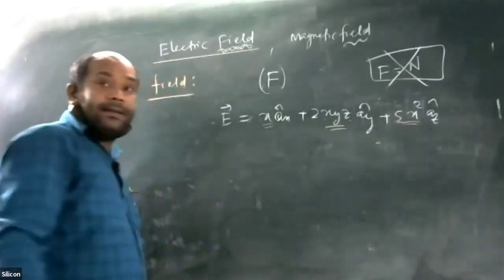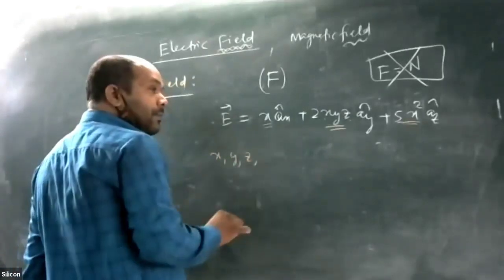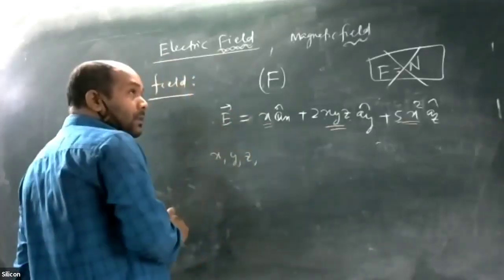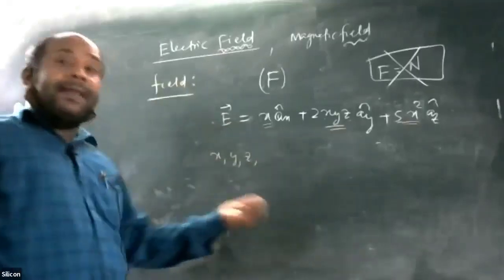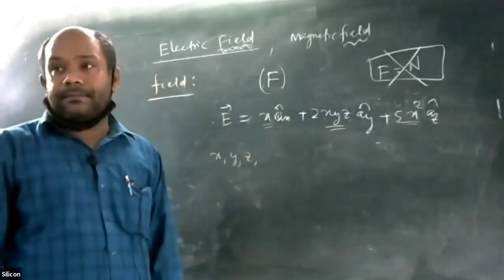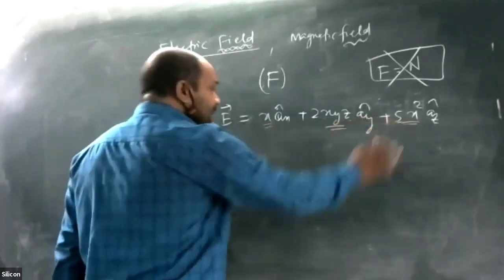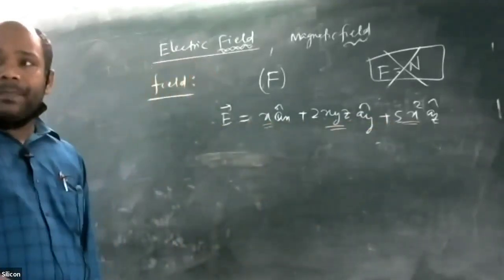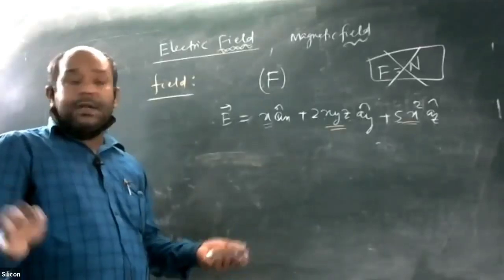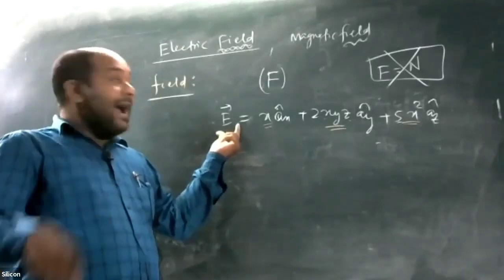What are the space variables here? We can have the space variables like x, y, z, or a time variable t, but we will not use the time variable here. The physical quantity which varies with respect to space variables is also called a field. Here you see the electric field is varying with respect to x, y, and z. For different values of x, y, z, the field will be different.